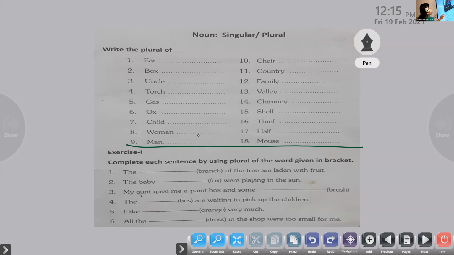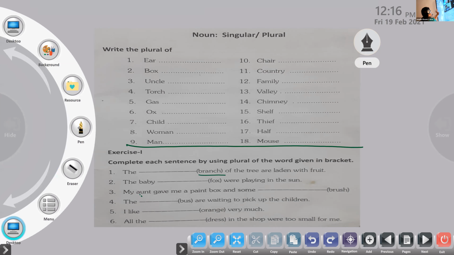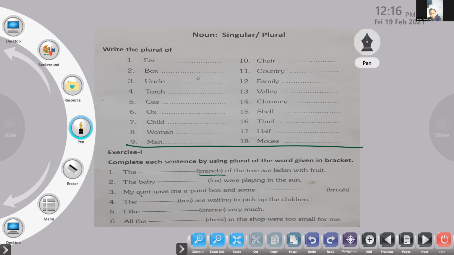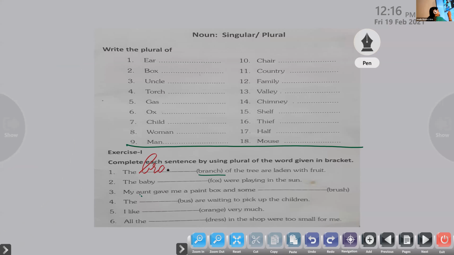Read the sentence. The first sentence: the dash of the tree. Branch of trees are laden with fruits. So what do we have to do there? Come on, fast. We have to finish 3 exercises. Branches, very good. So what's the spelling of branches? Come on, tell me the spelling. B-R-A-N-CH. It ends with CH.